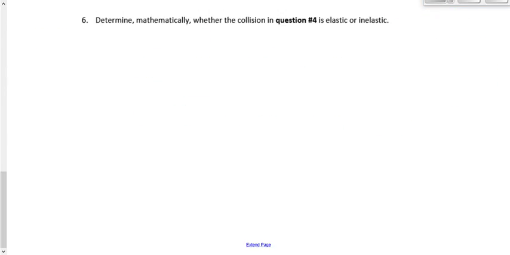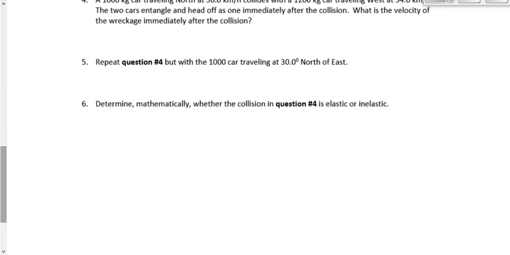All right, let's take a look at number 5 now, which is repeat question number 4, but the 1,000-kilogram car is traveling at 30 degrees north of east. Right away, when I see this, you got to be thinking what? 5 words. I hate funny angles. That's 4 words, but close enough. Works for me. I don't like funny angles, so we got to get rid of them, right? Let's draw our situational diagram, and then let's get rid of the funny angle here.